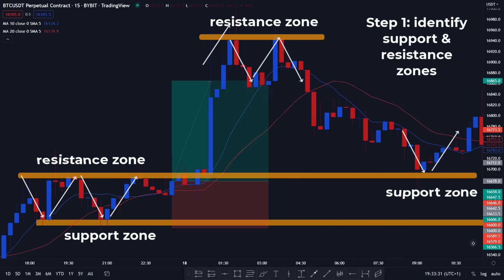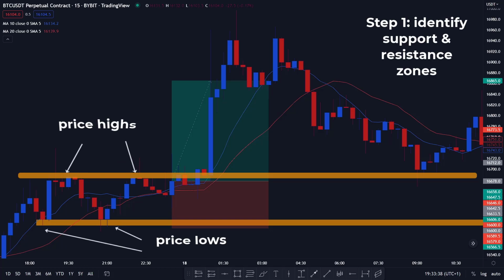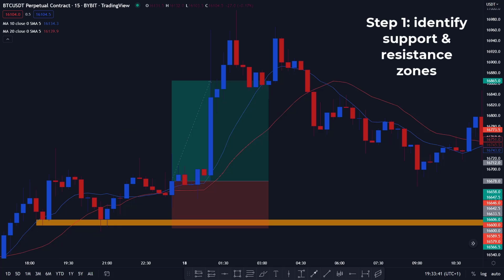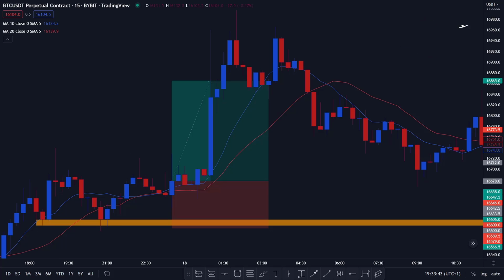In this example, we see such zones depicted by orange boxes. As we can see, these zones act often both as support and resistance throughout time. You can identify these zones by looking for past price highs and price lows happening on certain levels multiple times. By doing this, we have a more than fair chance price will reverse when price approaches these levels in the future.